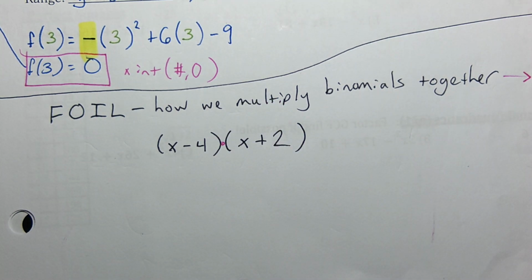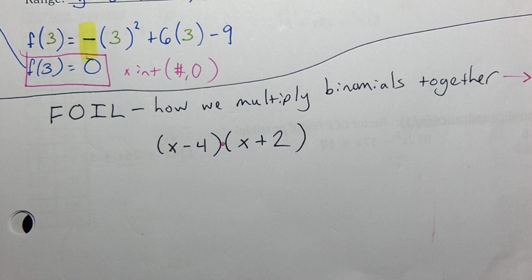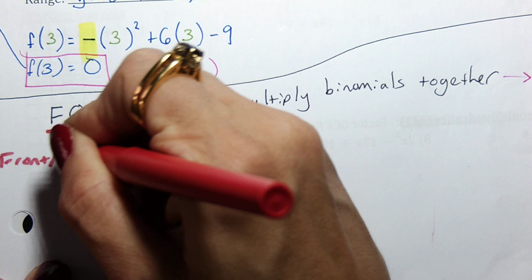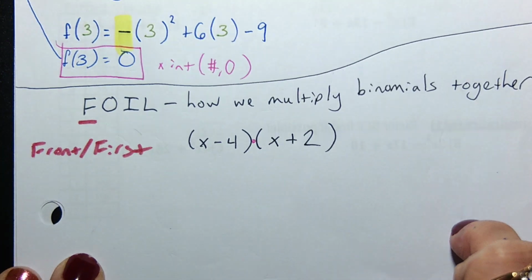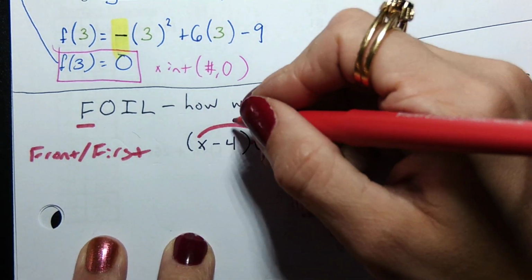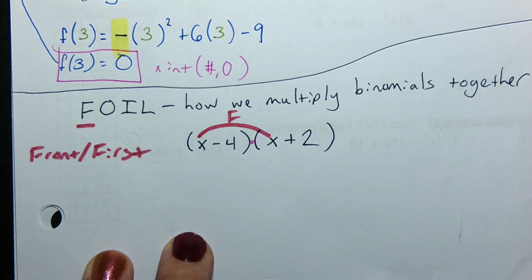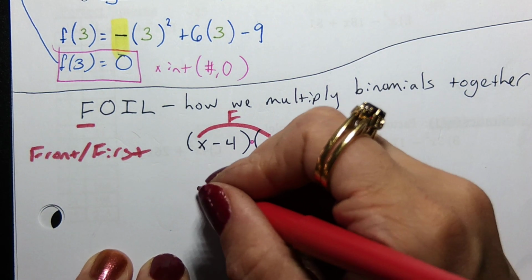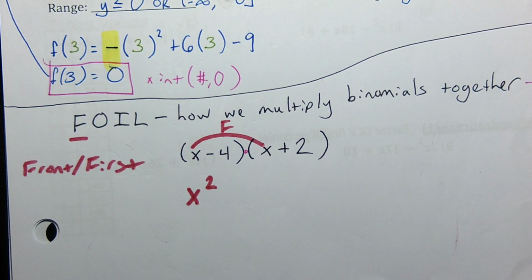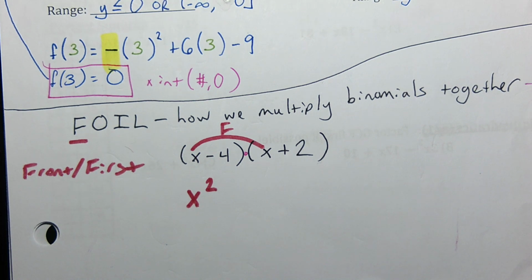So how foiling works is it tells us what we are going to multiply together. The F part of FOIL stands for front or first. And what we are going to multiply is the first terms in both parentheses. That's the F part of foiling. What's x times x? X squared. So now we are seeing that we are getting a quadratic term.